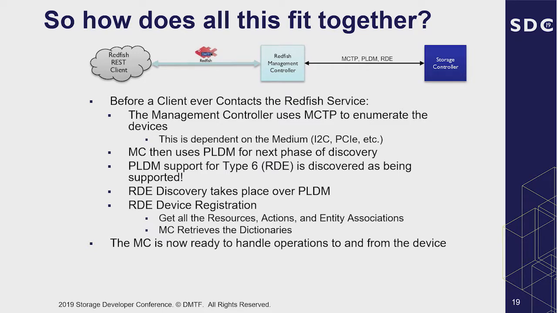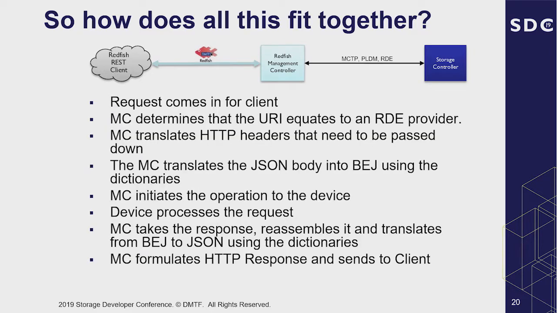Give me all your addresses, all the object IDs that you have. Let's get all those resources. What actions do you have? What associations between things do you have, entity associations? And give me all your dictionaries. This happens at system boot up or when the device gets plugged in. Once all that discovery and setup's been done, now you're ready for a request to come in.